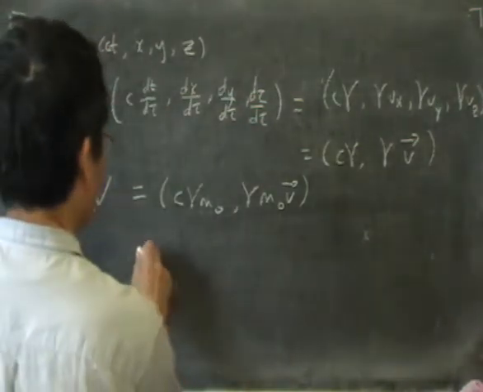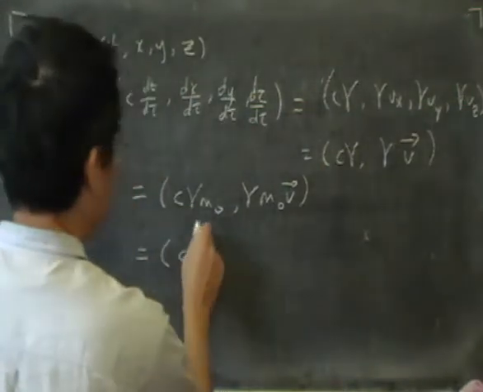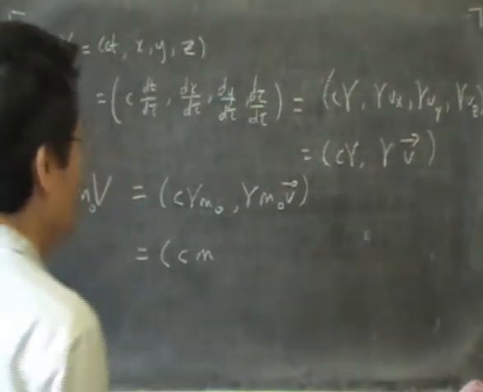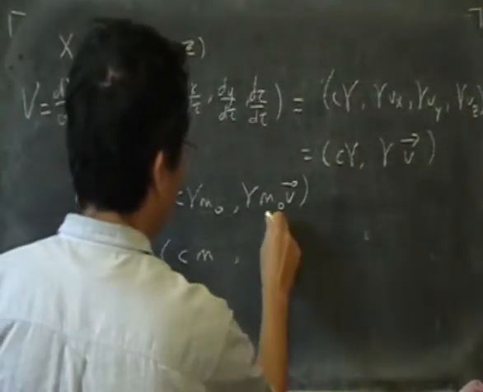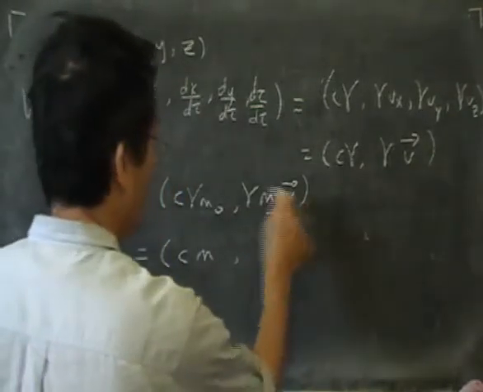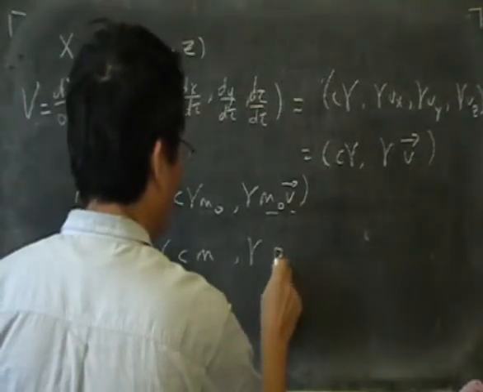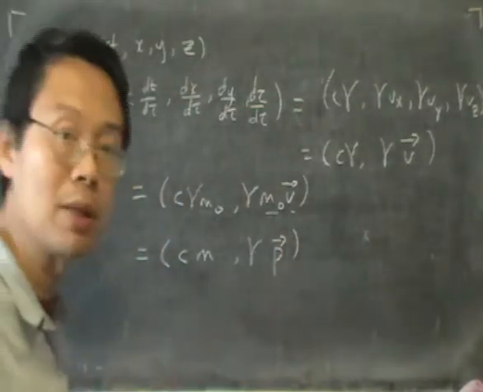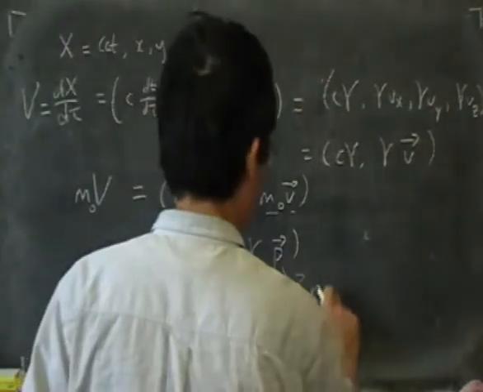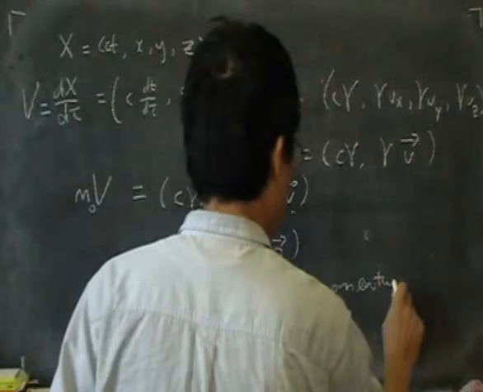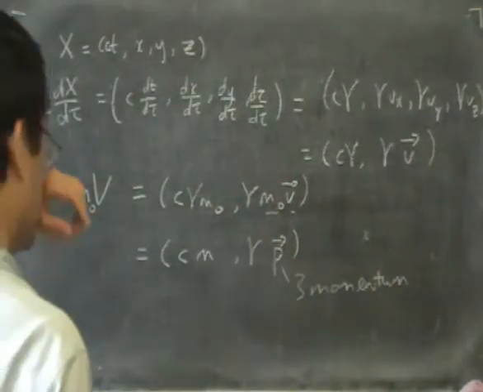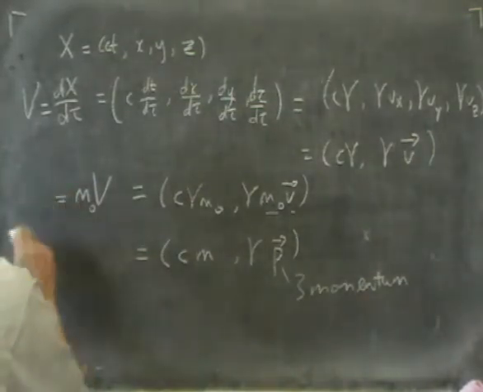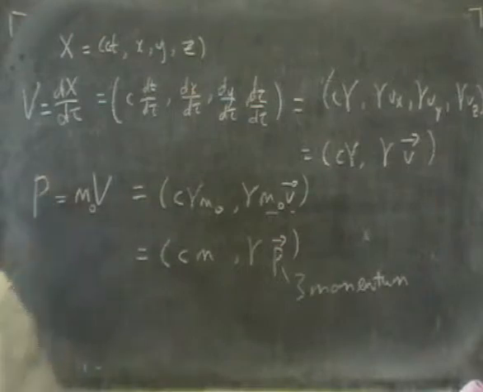So if I look at this, I can think of the gamma m naught as m, a relativistic mass. And I can think of the m naught times v, the rest mass times the velocity, as our familiar momentum in 3D. So that would be our 3 momentum. So this would be a 4 vector, and let me represent this by the letter P.